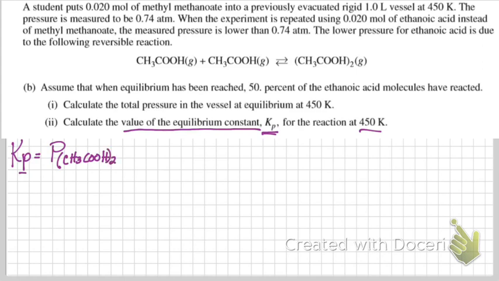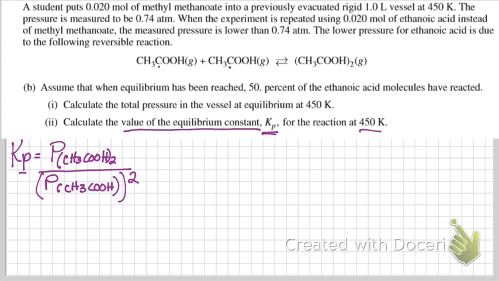we're going to have the partial pressure of that divided by the partial pressure of our CH3COOH. Now, remember how I said we could combine these and make that 2? So if you have a coefficient of 2 in front of this, this gets squared. So now we need to know what the partial pressures are.